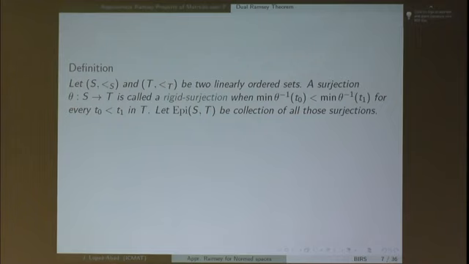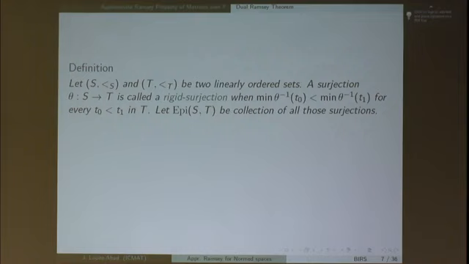And a surjection theta from S onto T is called rigid when, if you take T0 and T1 in T and take the pre-images by theta, the very first element of the pre-image of T0 must come before the very first element of the other one, if T0 is smaller than T1. Is it clear? I always choose as a pre-image an element which comes before the one that goes to T1. Then they can move around, but the very first ones always come in this order.